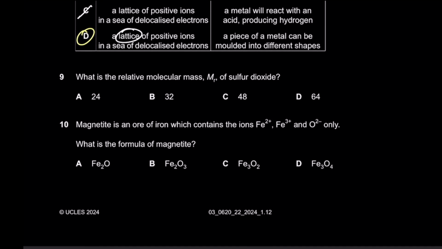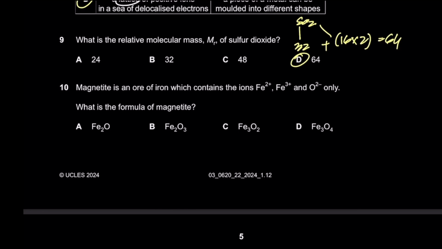What is the MR of sulfur dioxide? Sulfur dioxide is SO2. And how do you calculate MR? It's the sum of the AR. So sulfur is 32, oxygen is 16. You have 2 oxygens, times it by 2, add them together gives me 64. D is the correct option.